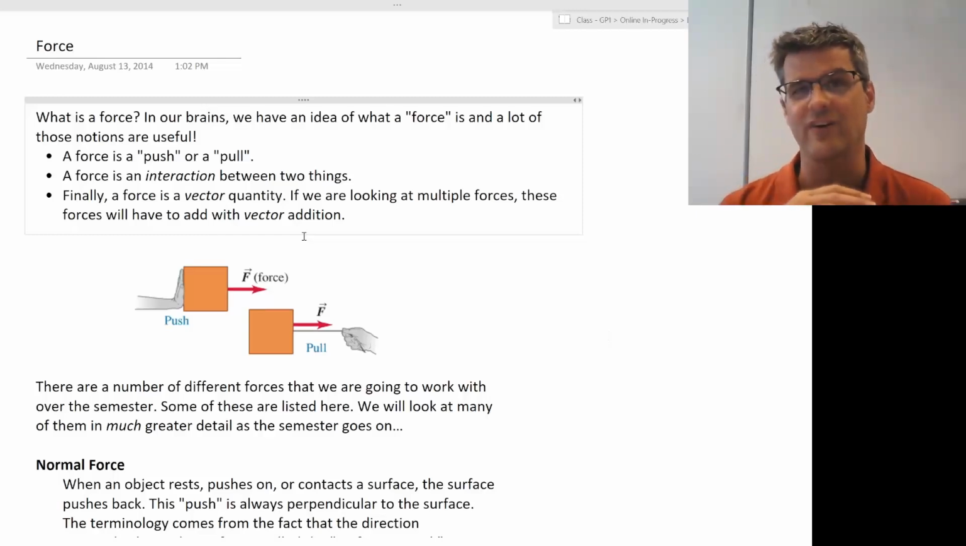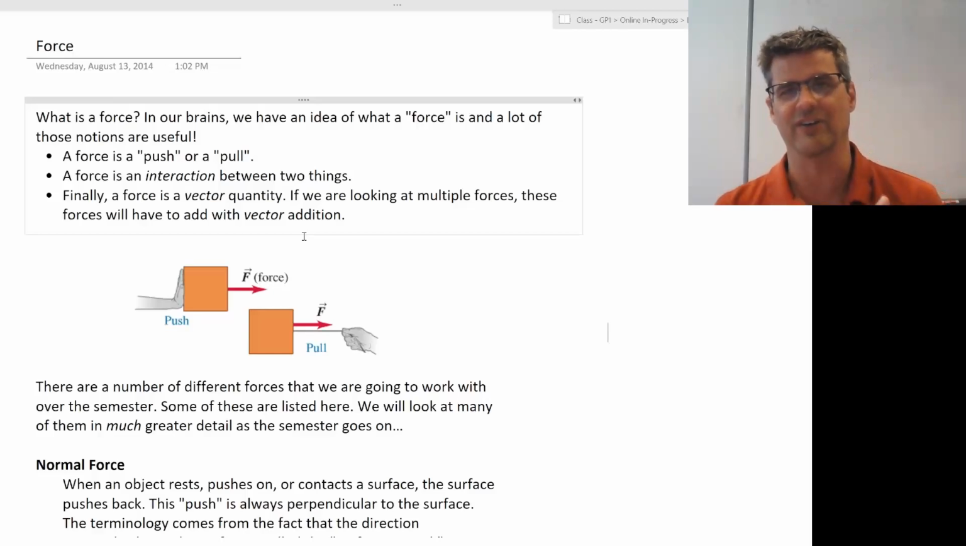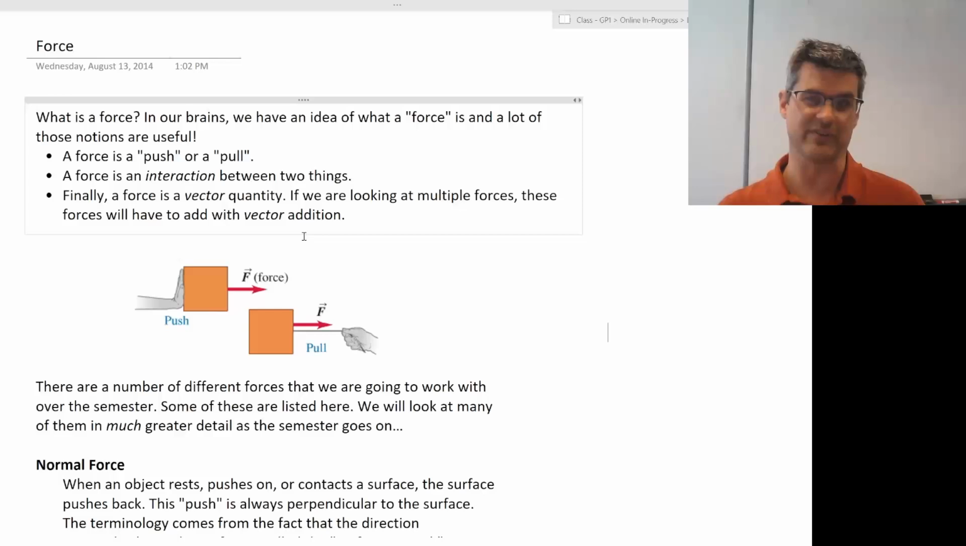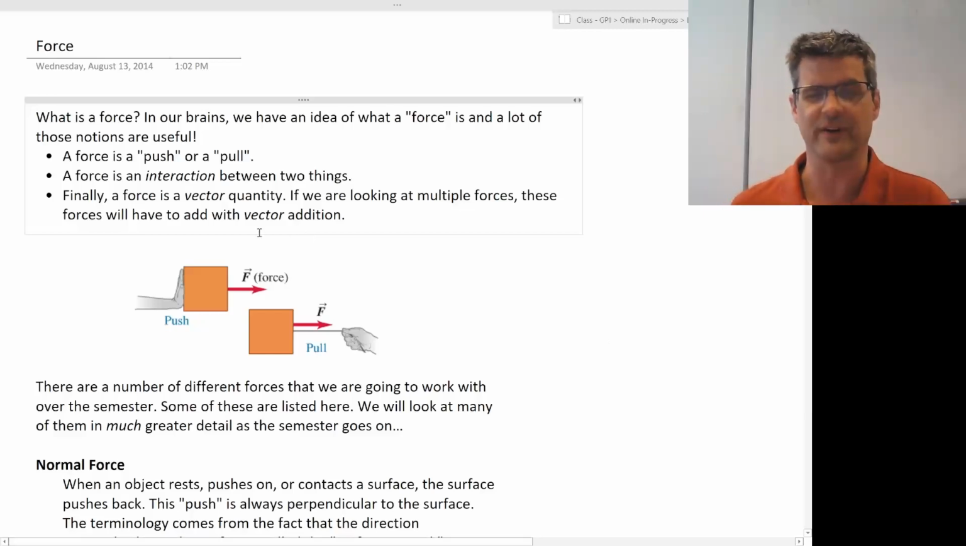And while there are other ways to get forces, it's basically an interaction between two objects. I can pull on some block, and the block is actually putting some influence on me. I can push on a wall, but the wall is supporting me in such a way that I'm not pushing my way through it. So a force is really an interaction between two things.